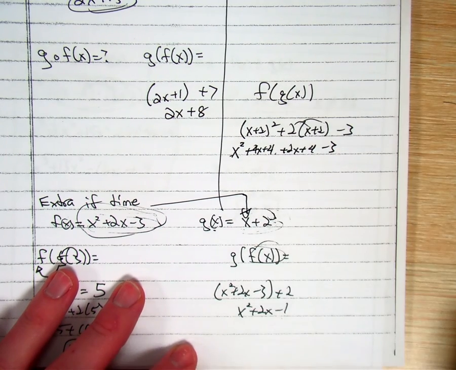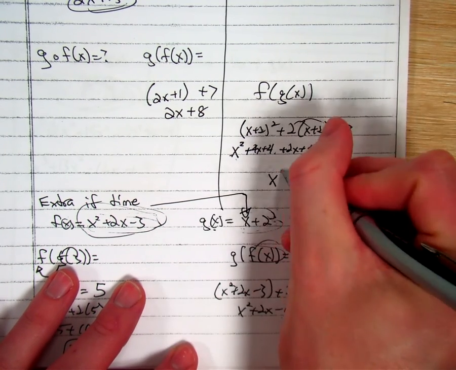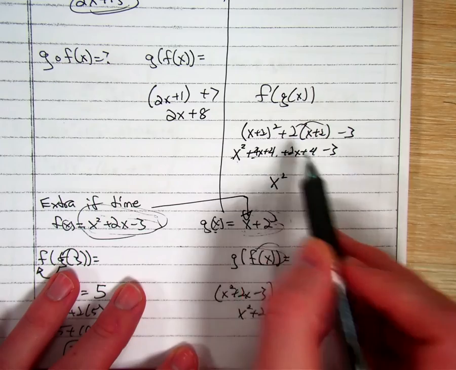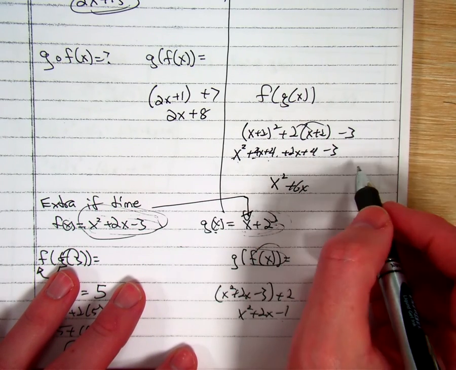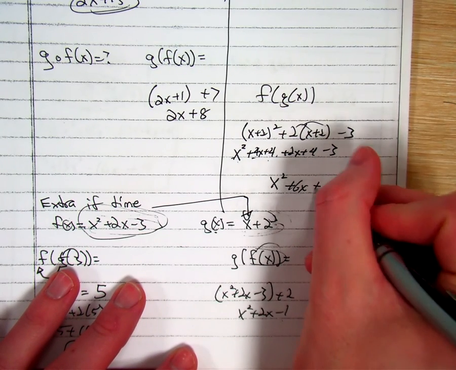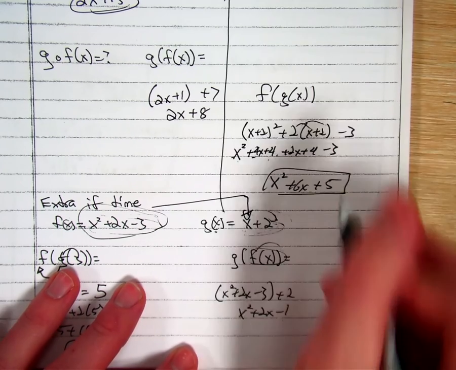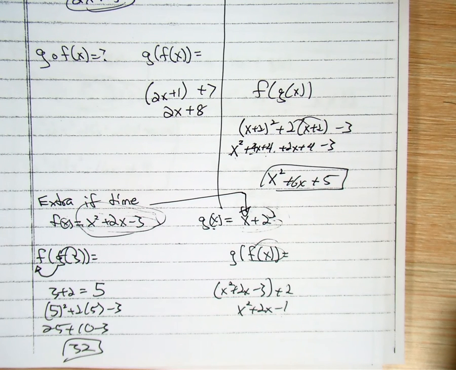So let's put all these together here. We got our x squared. 4x and 2x is plus 6x. Plus 4 plus 4 is 8. Minus 3 is plus 5. Whew. All right. There you go.